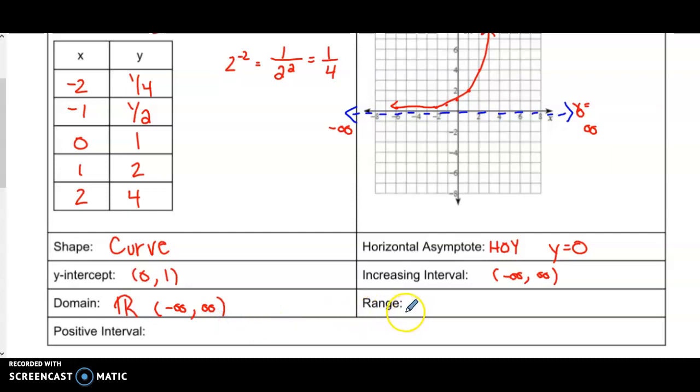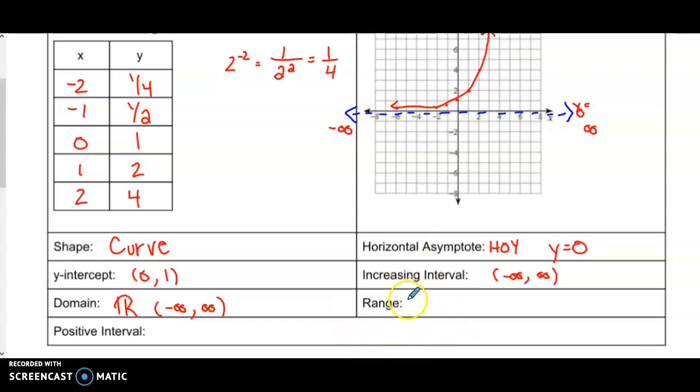All right, range is what y values does it hit. Well, we look for arrows pointing up and down. I do have an arrow pointing up, and I do have an arrow pointing down, but this does not point down forever because we said it's leveling out along this blue horizontal asymptote. So it's never going to hit 0 or any number below it.